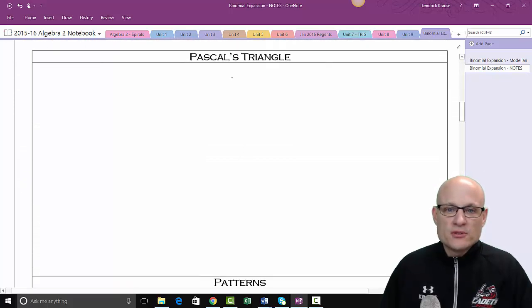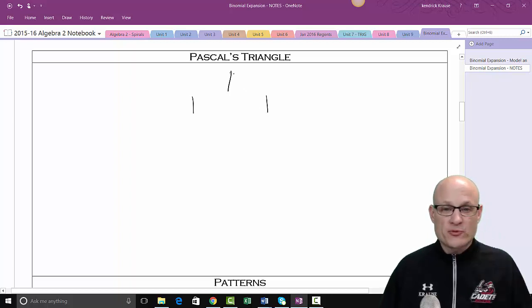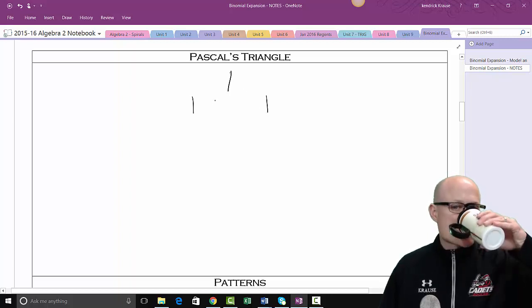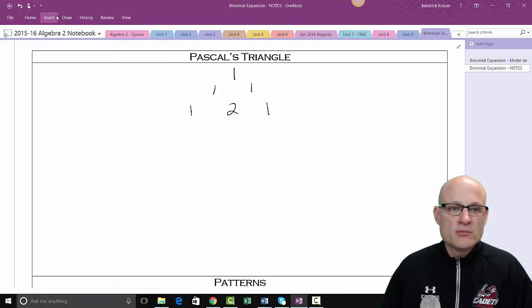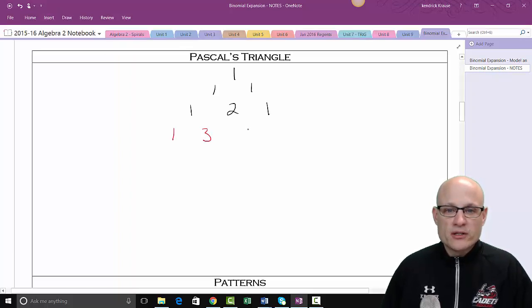So, 1, 1, 1, right? This was just 1, and then this was 1. I'm going way too big. Sorry about that. 1, 1, 1, 1, 2, 1. Switch colors every time. 1, 3, 3, 1.